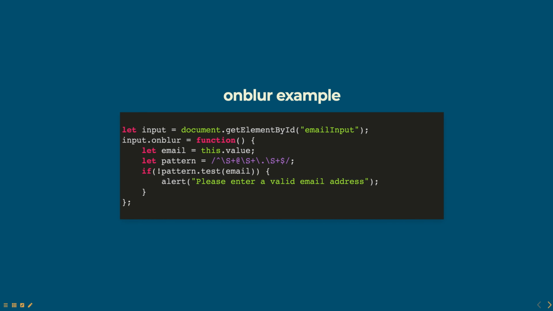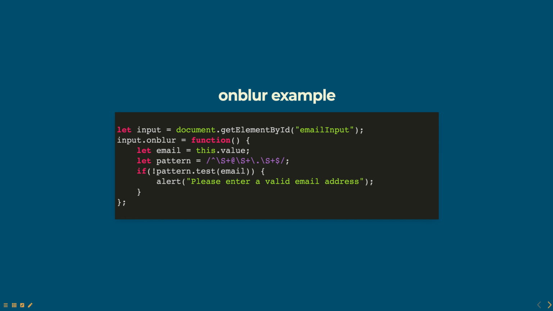For example, you can use the onblur event to check if an email input field is valid when the user taps out of it. In this example, the onblur event is attached to the email input field with the ID emailInput. Using the onblur property, when the user taps out of the input field, the function inside the onblur event will be called and will check if the value of the input field matches a certain pattern. If not, it will alert the user to enter a valid email address.